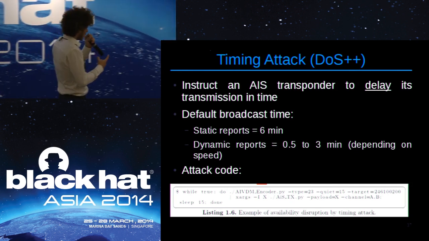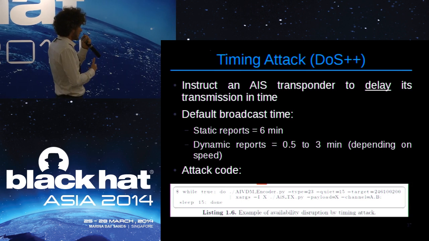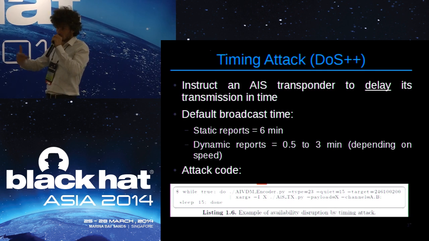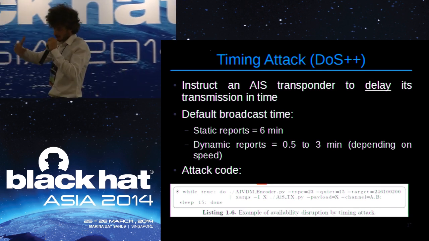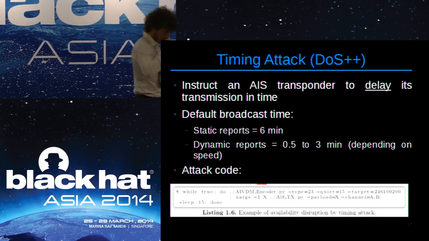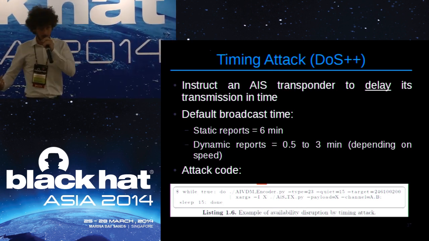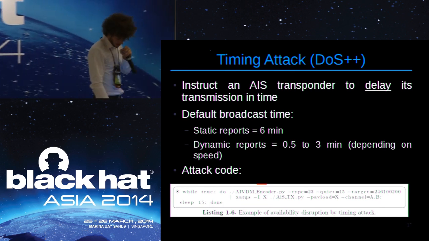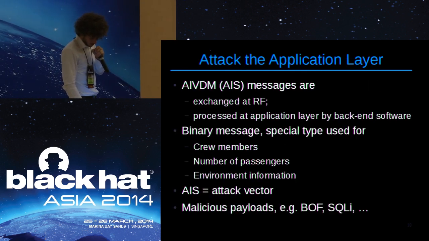By using the attack code you can see here, if you iterate over 15 minutes, you just say, okay, I want you to delay the transmission by 15 minutes, and then you do it again and again. At that time, the transponder won't transmit any longer. So the effect is the same as the one you saw before.